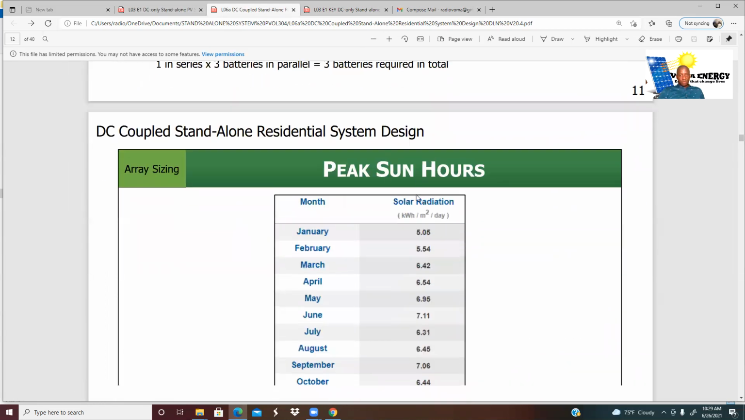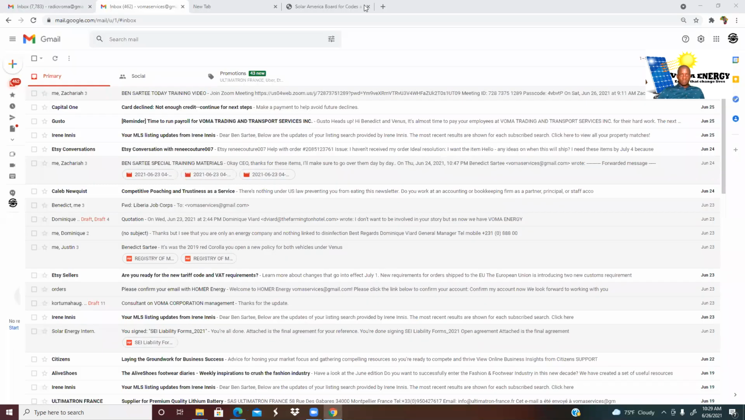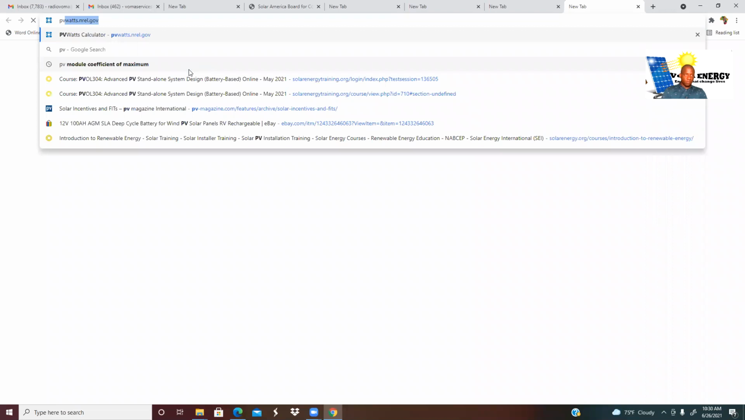Now the peak sun hour. I'm going to do something right here. I'm going to go to the PVWatts calculator. I'm going to show you the PVWatts calculator, pvwatts.nrel.gov. This is where we have our information from.